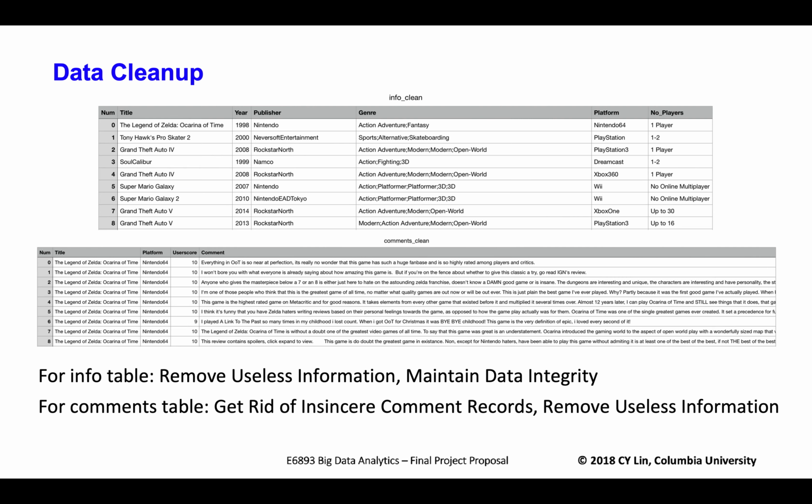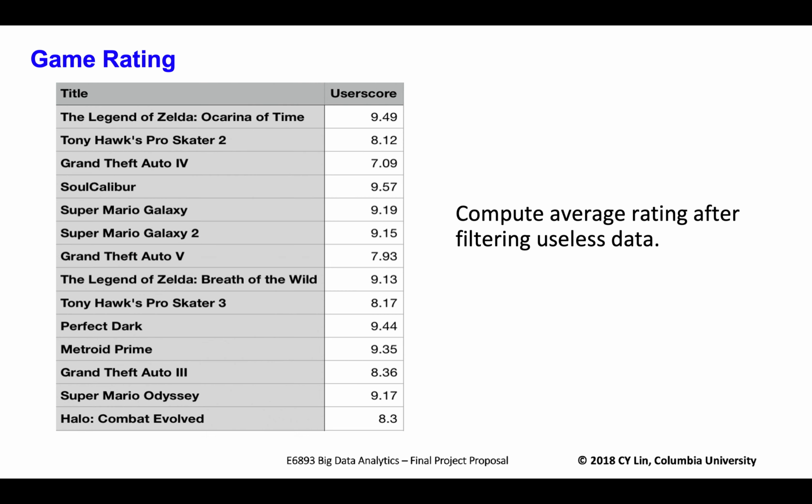The first part in backend processing is data cleanup. For the info table, we removed useless information and maintained data integrity. For the comments table, we got rid of insincere comment records and removed useless information. The second part is game rating. We computed the average rating after filtering useless data.